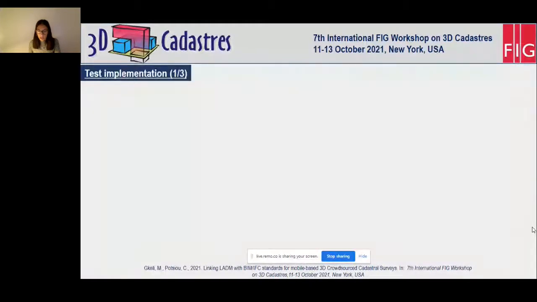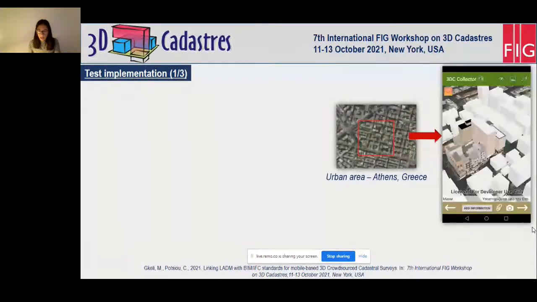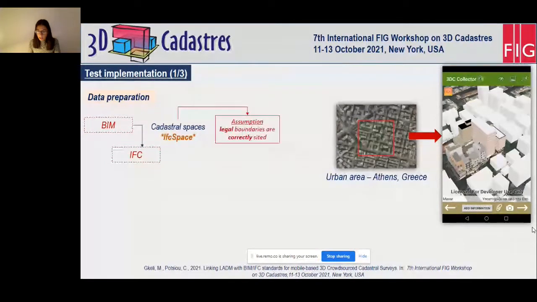Now, the proposed application was tested in a multi-story building in Athens, Greece. Before the registration process began, some pre-processing steps had to be implemented. BIM data were translated in IFC format, where the cadastral spaces were preserved through the IFC space entity. In this investigation, we assume that the 2D and 3D legal boundaries of the studied properties were correctly cited. Finally, the IFC model was converted into a geodatabase and inserted to the cloud of ArcGIS Online. It is noted that the properties of the IFC space feature class were enriched with more attributes representing the cadastral information.